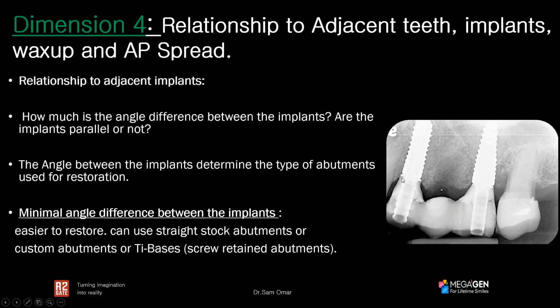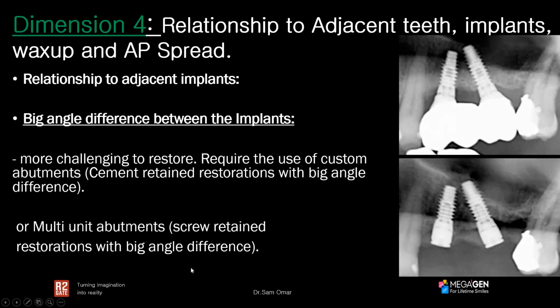We could use stock abutments. We could use custom abutments if we want. And we could use tie bases for screw-retained restoration. On the other hand, large angle differences between the implants are more challenging to restore, and they require the use of custom abutments in case we're doing cement-retained restorations with big angle differences, or using multi-unit abutments to do a screw-retained restoration if we have a big angle difference.